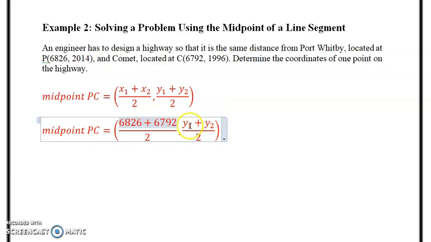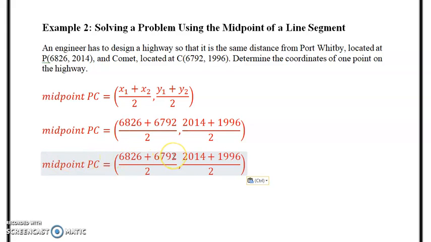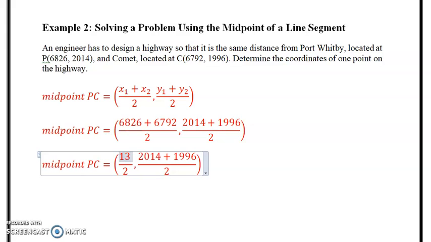6,792, and then 2,014. Sounds like the year, that's how I'm saying it, but 2,014, 1,996. Okay, so we'll plug them in. Now we add the numerators. I'm just going to run the calculator so I don't mess them up here. 3,826 plus 6,792 would be 10,618, and then we divide it by 2.